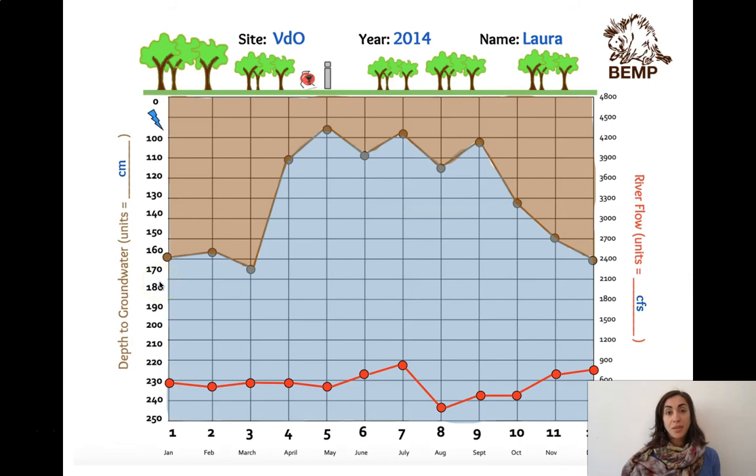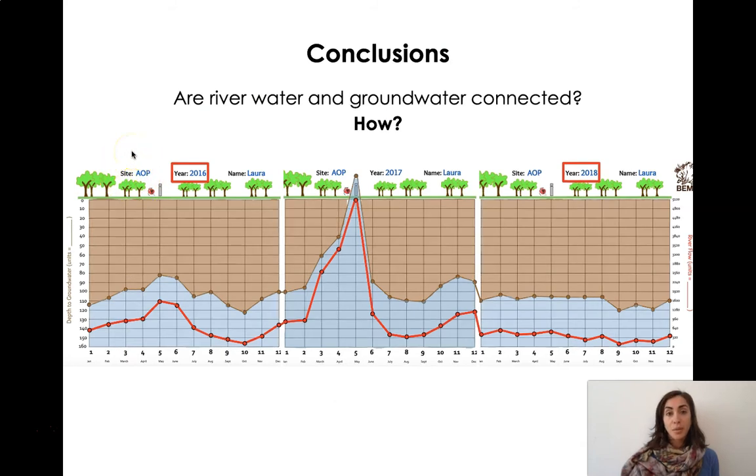One point that I wanted to make too is that we have been comparing data for the AOP site, the Albuquerque Overbank Project. But if you remember, at the beginning of this video I used the Valle de Oro site as well. I'm representing the data again to show you that in this case, the river flow does not follow as closely a connection with the groundwater depth. One of the reasons why this might happen is because this particular site is a little bit farther from the river. Because it's not as close, the connection between the groundwater and the river water is not as strong as it would be in a place like the AOP site, because that site is way closer to the river.